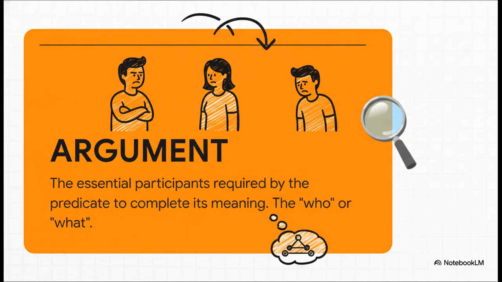But of course, an action like scolding can't just happen all by itself, right? It needs participants to make any sense. These essential players, the who or what of the story, are called arguments. I mean, you can't just have scolding floating out in space. The verb itself demands that someone is doing the scolding and someone else is getting scolded.